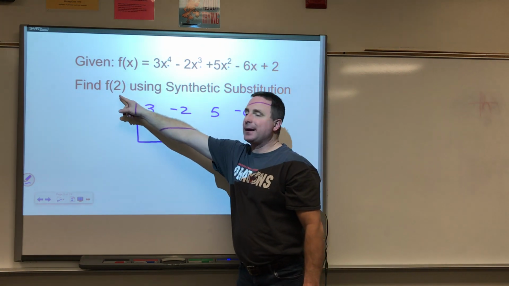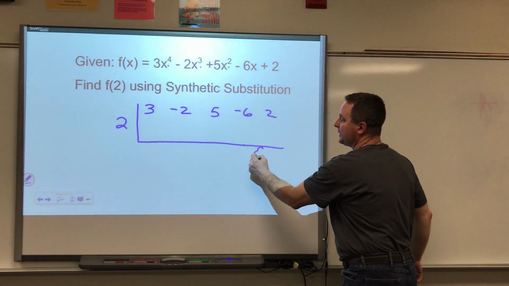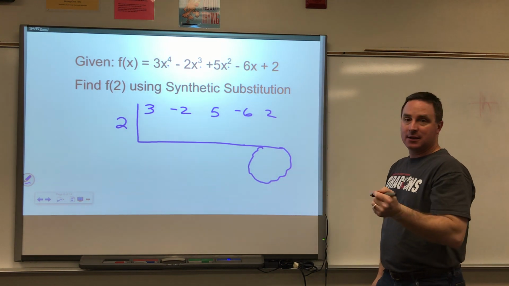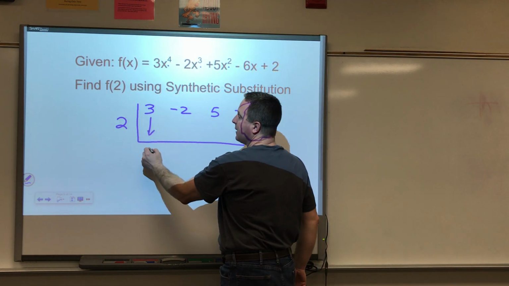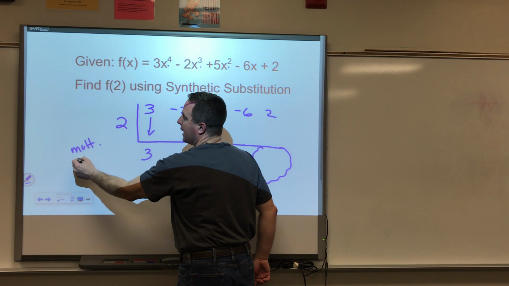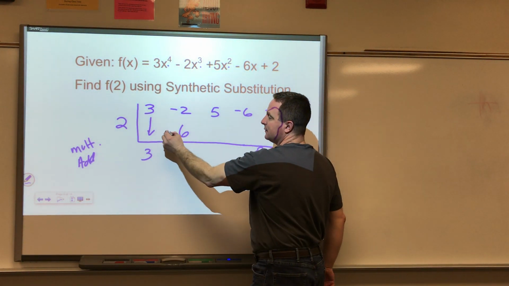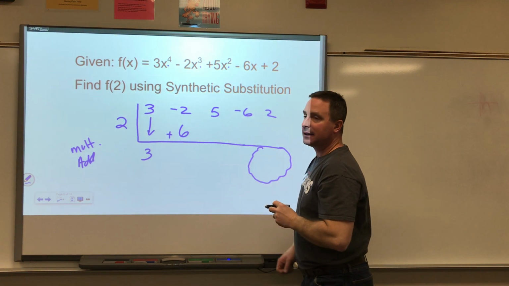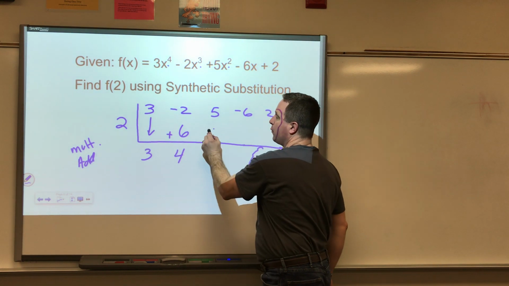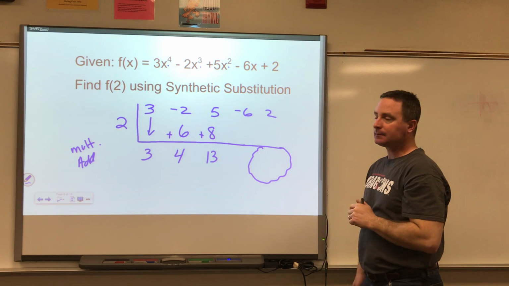Now I'm evaluating f of 2, so I'm going to put a 2 out here. My answer, the value of that function, is going to be my remainder way down here at the end. Let's check it. I drop down my 3, and the two key words are multiply and add. 2 times 3 is 6, and then I add. Negative 2 plus 6 is 4. I multiply, 2 times 4 is 8, and I add 5 to get 13.